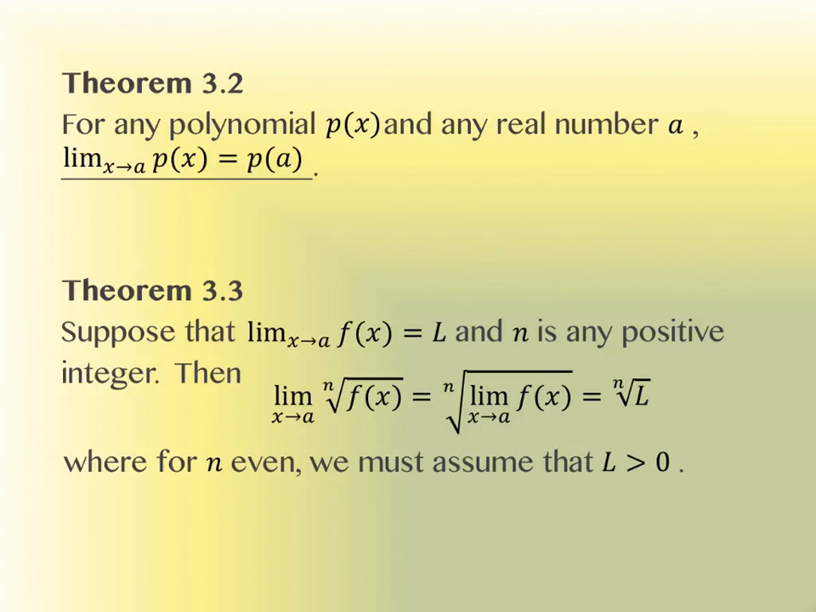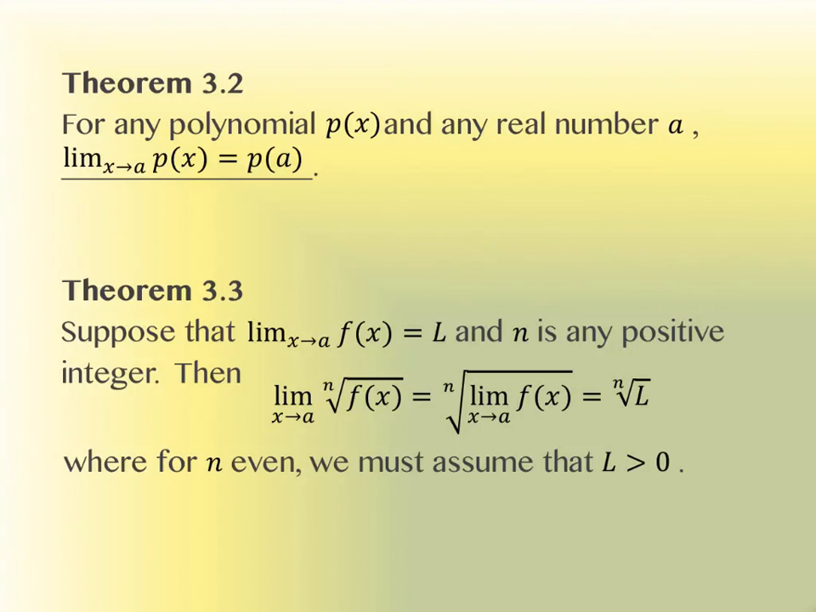Theorem 3.2 says that if we have a limit, suppose the limit of a function is L, and we have a positive integer n, then if we want to take the limit of the nth root of the function, we could take the limit of the function and then take the nth root. Equivalently, we could simply take the nth root of what the limit was to begin with. Again, this is one of those things where you'd really like it to be true, and it is true. It works.